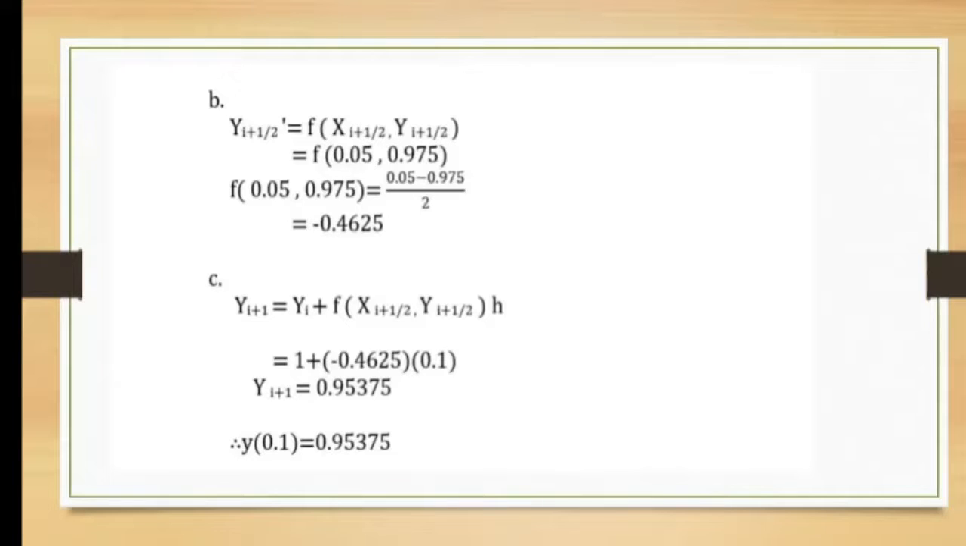This slope is then used to extrapolate linearly from xi to xi plus 1 half. The formula: yi plus 1 equals yi plus the slope times h. Substitute: 1 plus negative 0.4625 times 0.1 equals 0.95375. Therefore, the value of our y when x is equal to 0.1 is 0.95375.